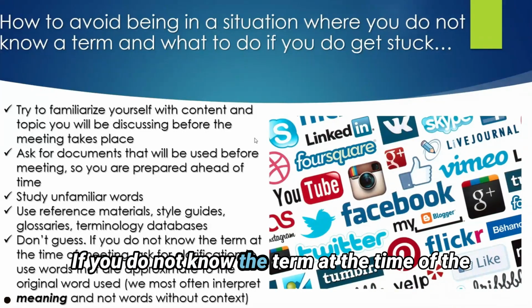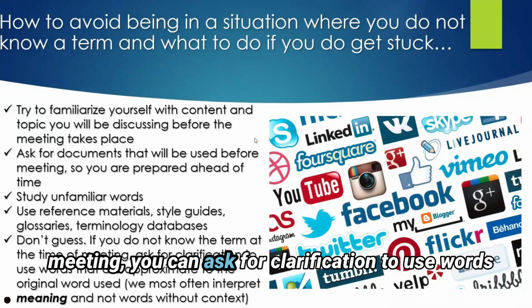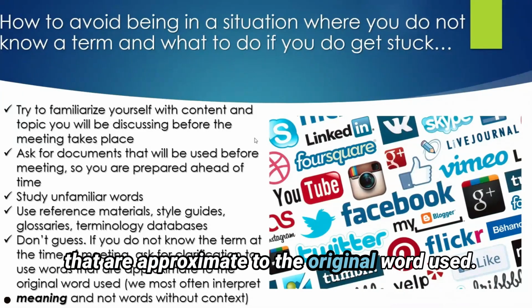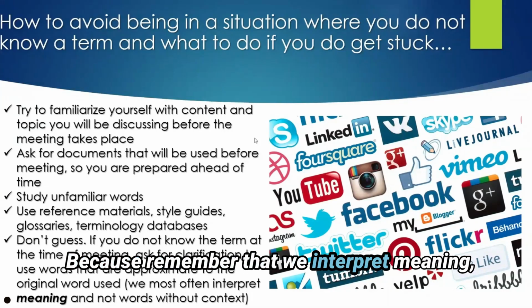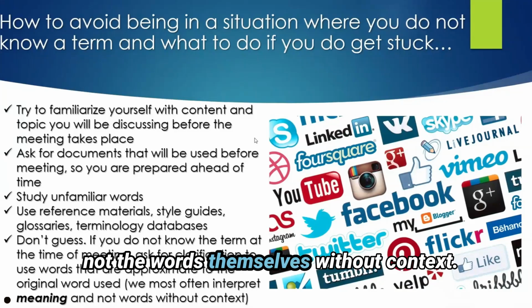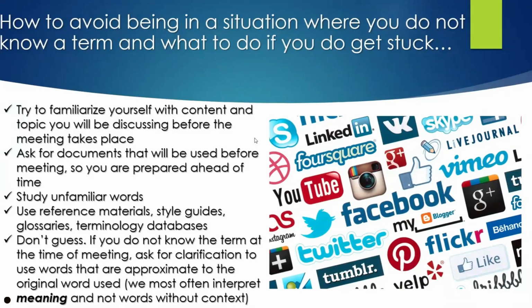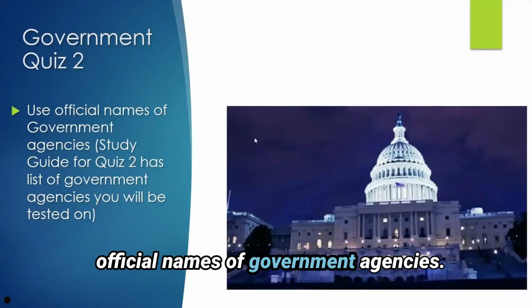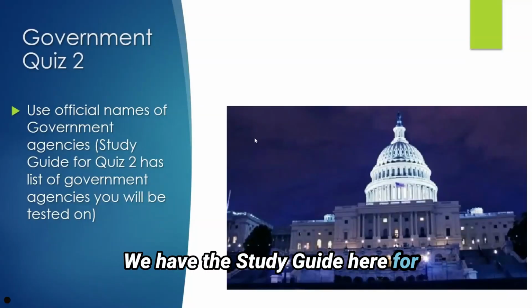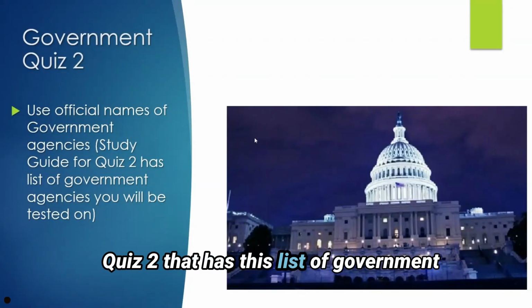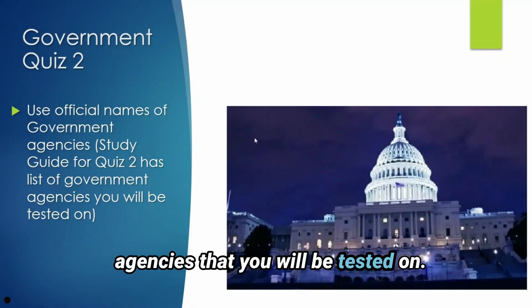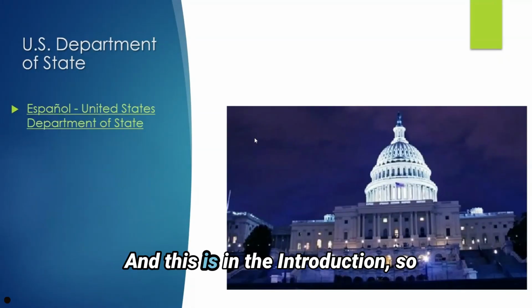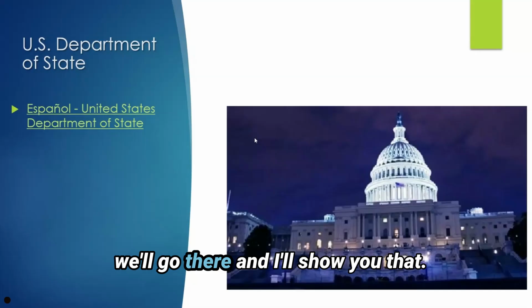If you do not know the term at the time of the meeting, you can ask for clarification or use words that are approximate to the original word use. Remember that we interpret meaning, not the words themselves without context. The quiz coming up includes the use of official names of government agencies. We have the study guide here for quiz 2 that has the list of government agencies you will be tested on. This is in the introduction, so we'll go there and I'll show you that.